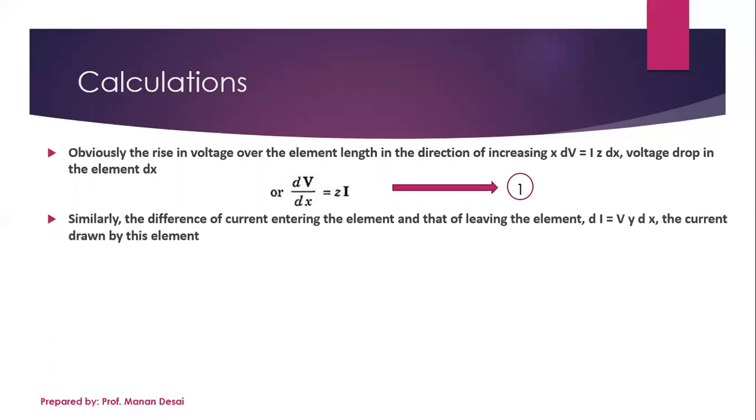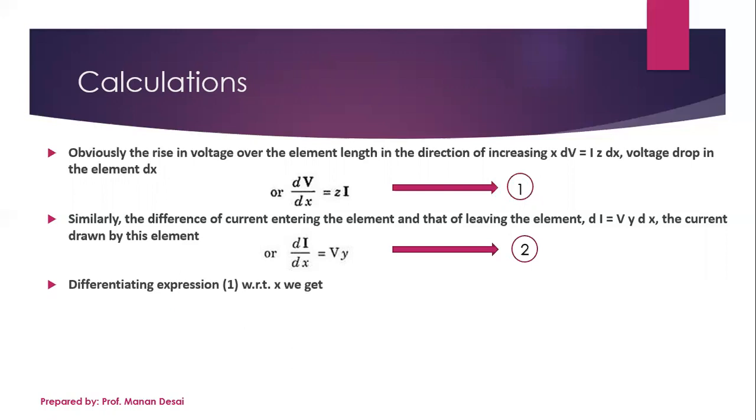Similarly, the difference of the current entering the element and the current leaving the element is the differential of current with distance. So dI is equal to V voltage into Y admittance into dx distance. So the current drawn by this element is dI by dx equal to V into Y. You can see that in equation 1 the impedance is multiplied with current, and in equation 2 the voltage is multiplied with admittance, vice versa.